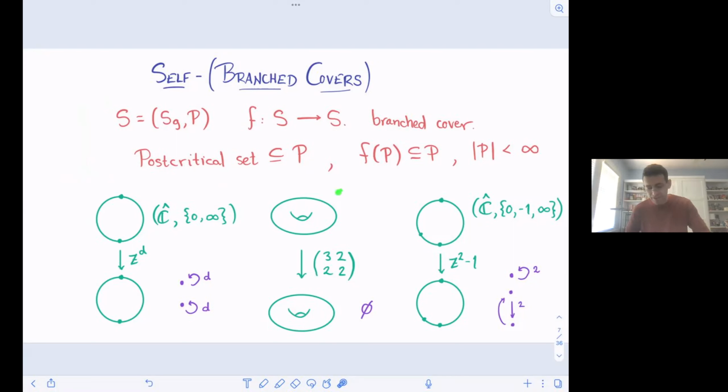The next example is this matrix 3, 2, 2, 2 acting on the torus. The determinant of the matrix is 2, so this gives a twofold cover of the torus over itself. And I didn't have to mark any points because there are no critical points. I could mark some points also if I wanted to, because this is just a containment.